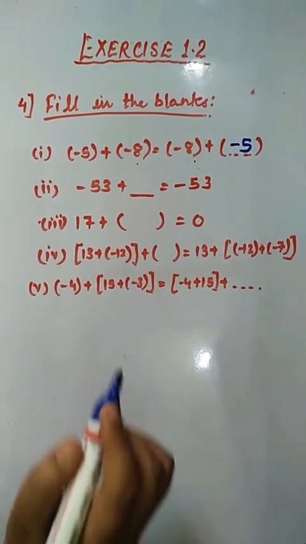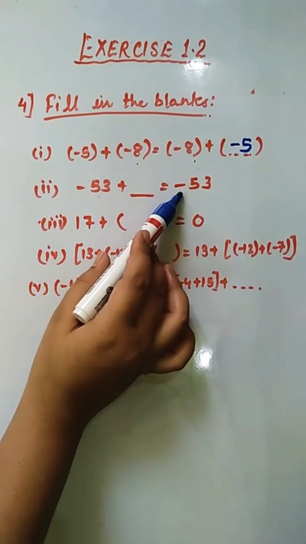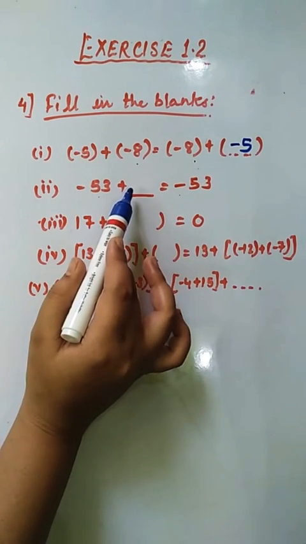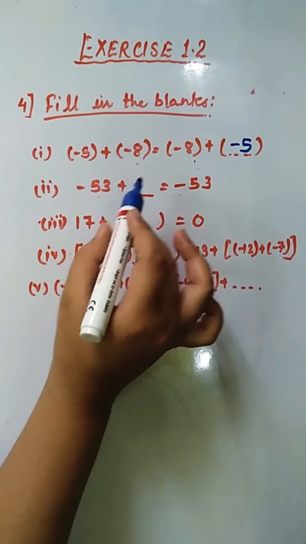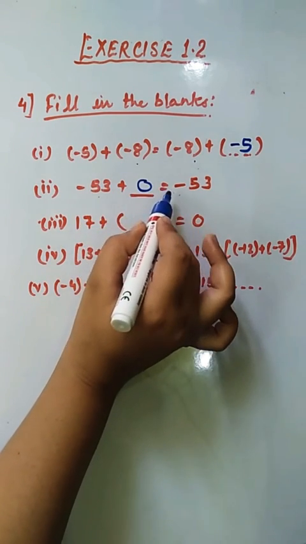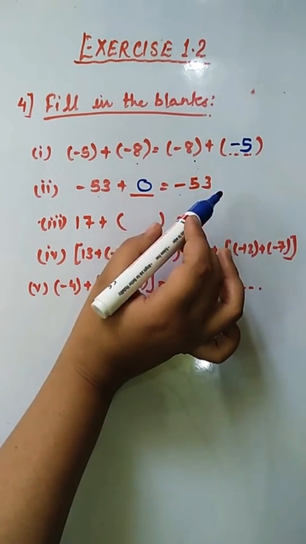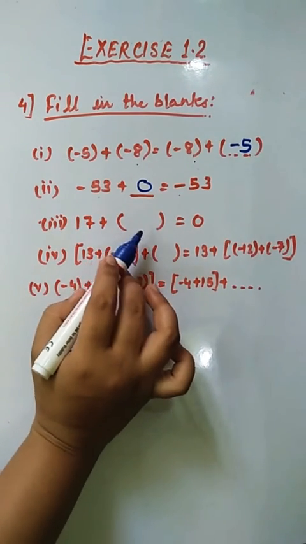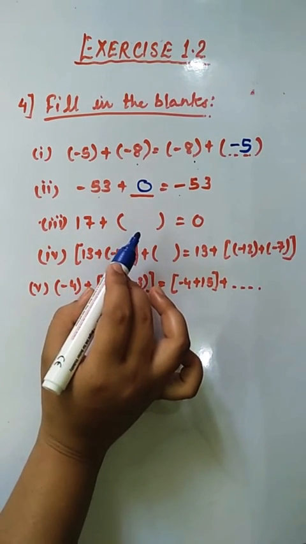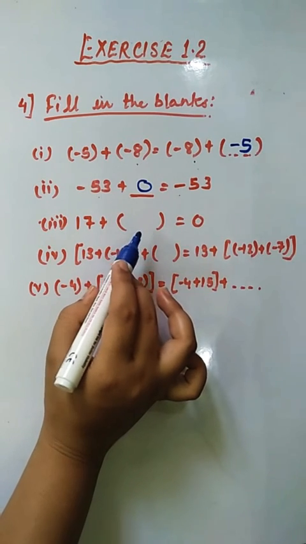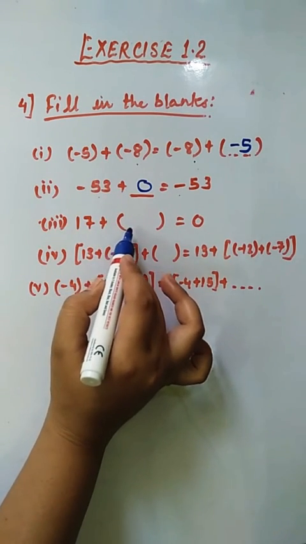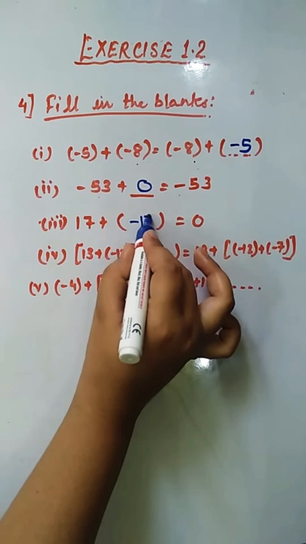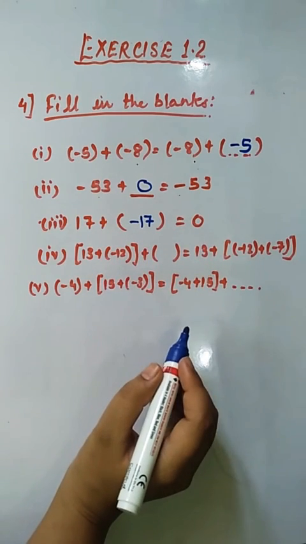Now which number should we add so that the number will remain the same? That is your additive identity. So minus 53 plus 0, the number will be minus 53 only. Then what is your inverse so that you may get the identity? 17, which number should we add? Minus 17, the negative of that number.